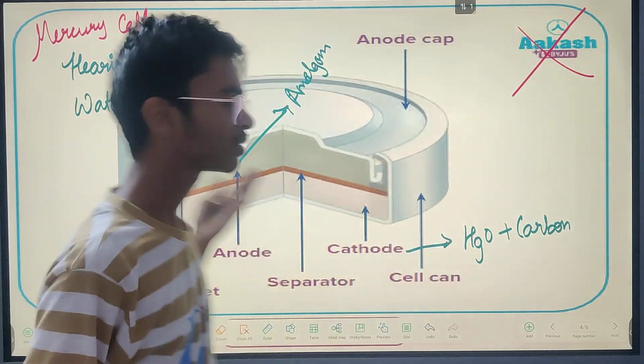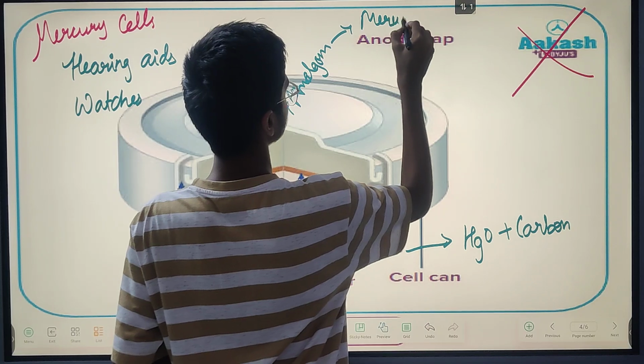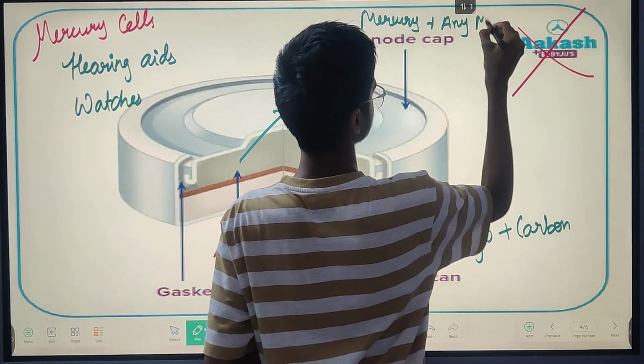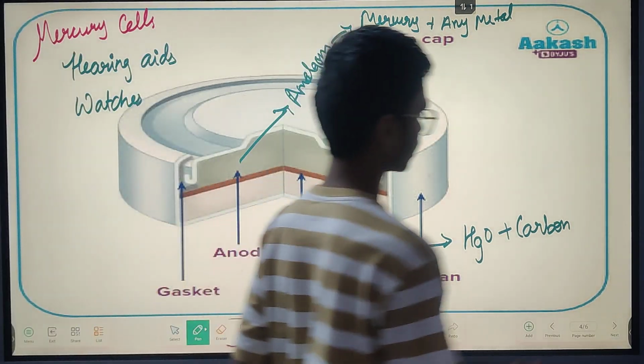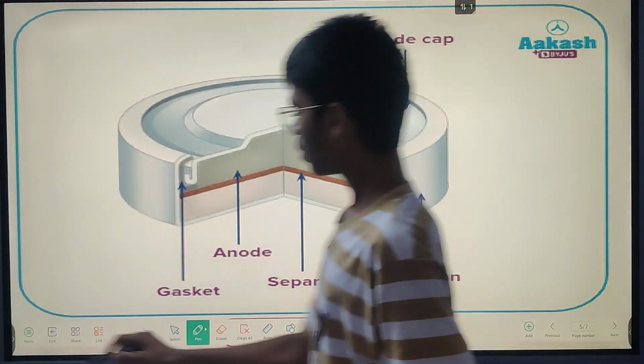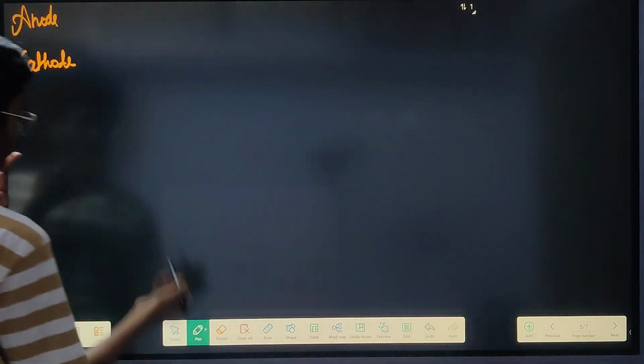There it is just zinc. Here it is amalgam. Okay, what is amalgam? Amalgam is when you have mercury plus any metal. So what is the reaction over here? First, what are the anode and cathode? The anode is just amalgam. Then what is the cathode? The cathode is mercury oxide plus carbon.